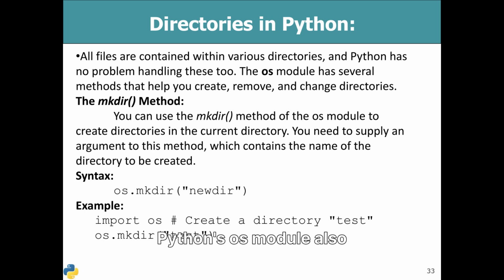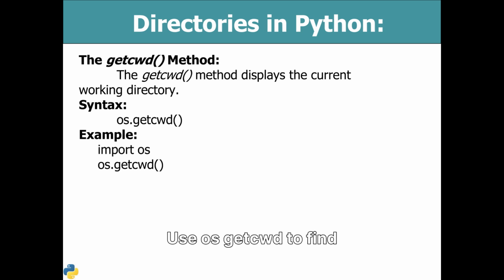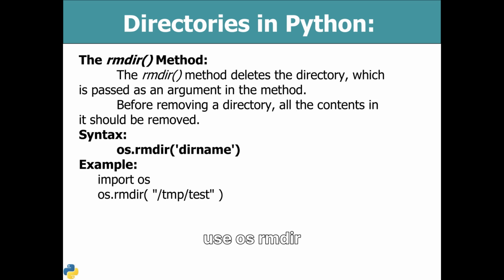Python's os module also manages directories. os.mkdir creates a new directory. Use os.getcwd to find your current working directory, which indicates where scripts execute and files are accessed by default. To remove a directory, use os.rmdir. The directory must be empty or an error will occur. For example, os.rmdir removes the test directory.